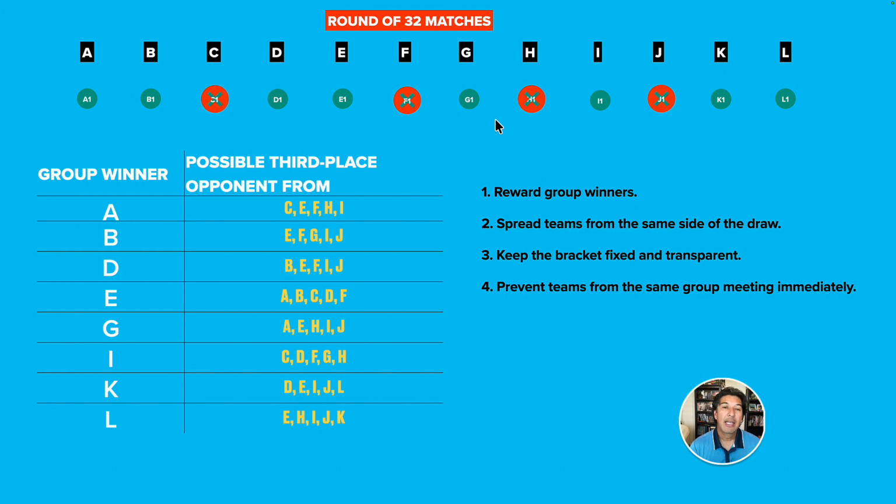And the last criteria in terms of how we create this round of 32 matches is that a team cannot play a rival that was in their group. For example, Team A1 cannot play Team A3. That's why you have this table right here, where Team A could only play C, E, F, H, and I, and it's already predetermined. So now let's look at an actual example of how this can happen.